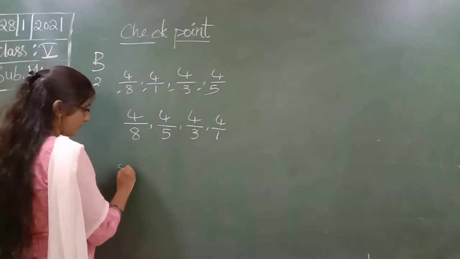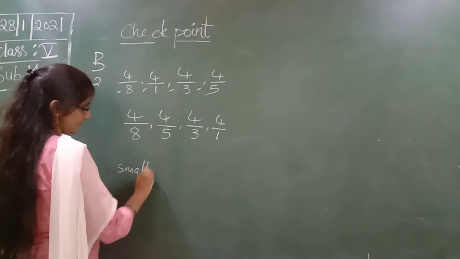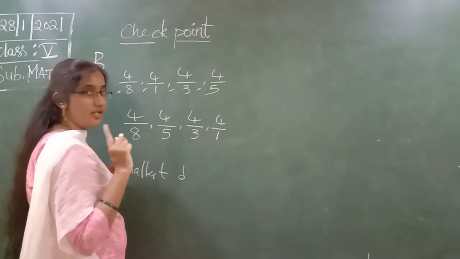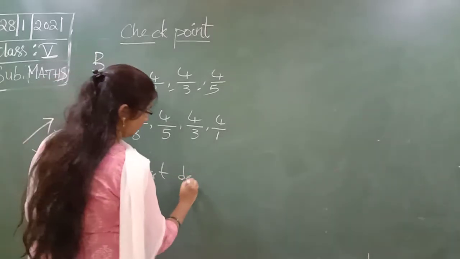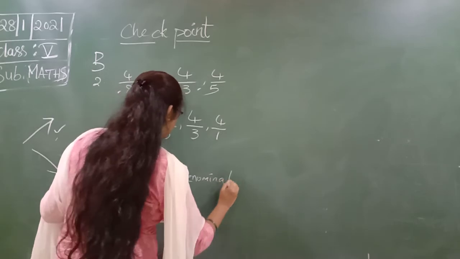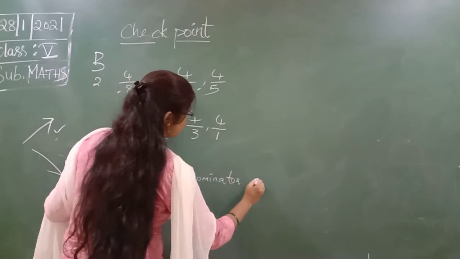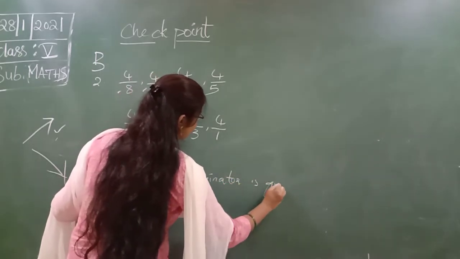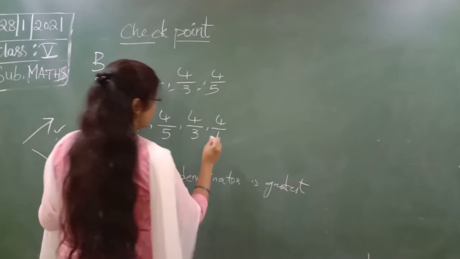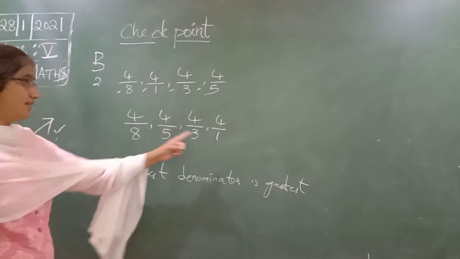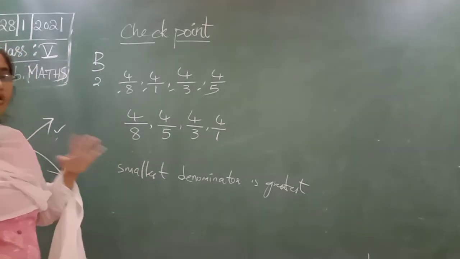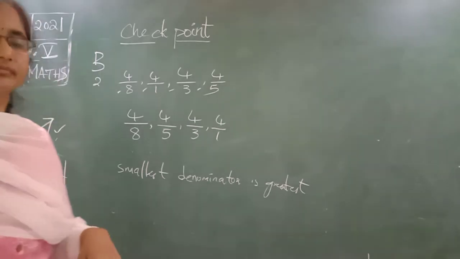Here we have to remember: when the numerators are equal, the fraction with the smallest denominator is the greatest. Here 1 is the smallest denominator and that fraction is the greatest. This is applicable only when all the numerators are equal.